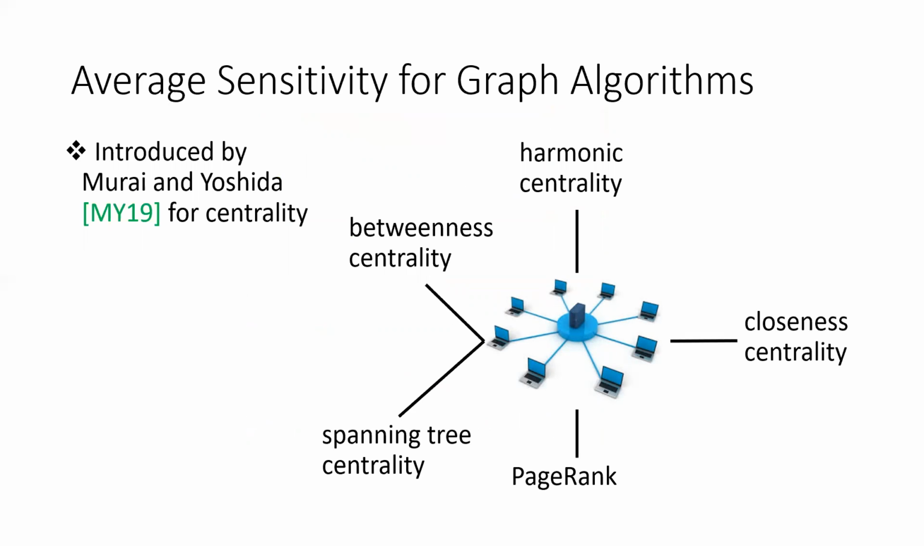Average sensitivity for graph algorithms was first considered by Murai and Yoshida for centrality. They analyzed how much quantities such as centralities for PageRank, betweenness centrality, and so forth changed when an edge in the network was deleted or added. Here, centrality is a quantity that roughly measures how important a vertex is in an underlying network.